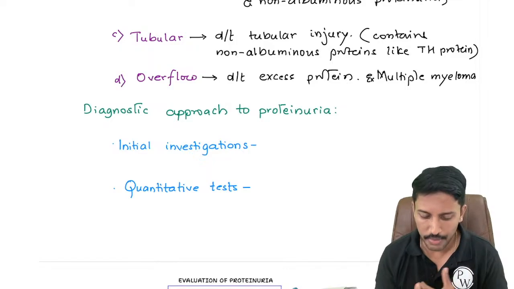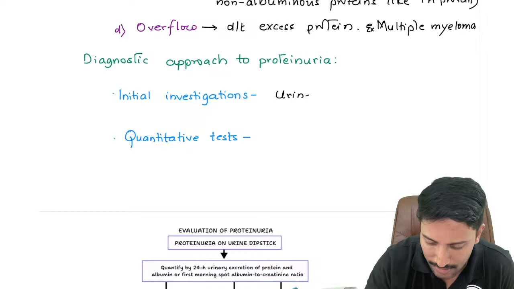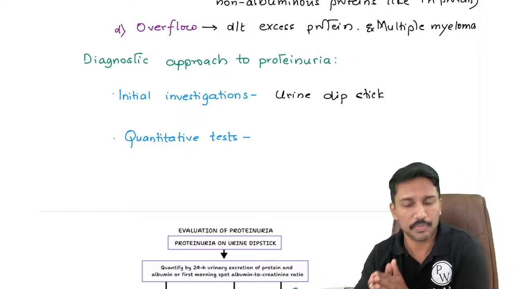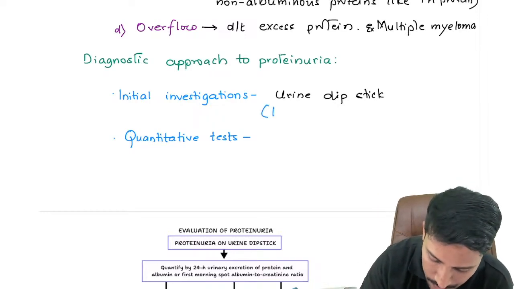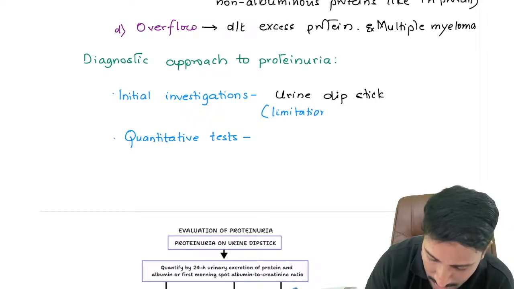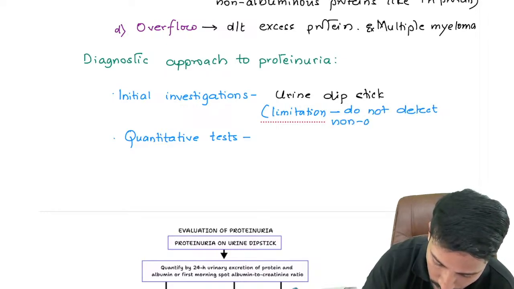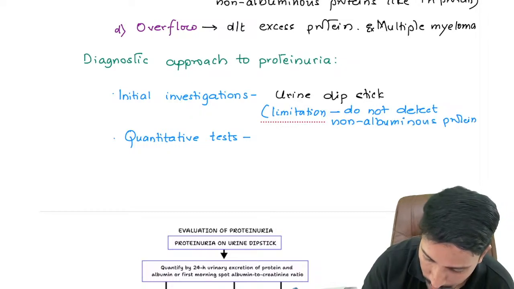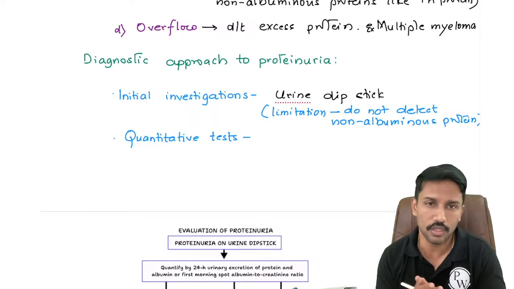So let us say I have a patient with proteinuria, how will I approach? The initial investigation is usually the urine dipstick. What examiners expect here is that you mention the limitation of the dipstick. The dipstick tests for urine protein do not detect non-albuminous protein. They can only detect albumin. So if the dipstick is positive, that means there is albuminuria, but a negative dipstick does not rule out proteinuria.